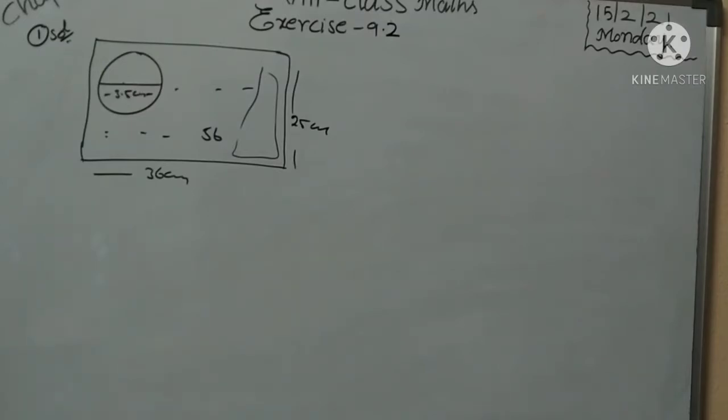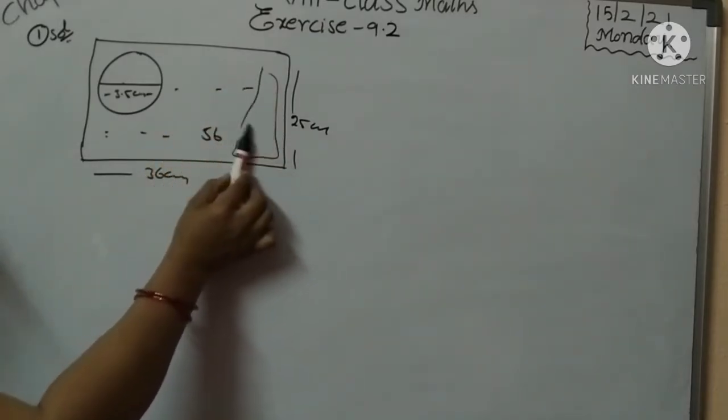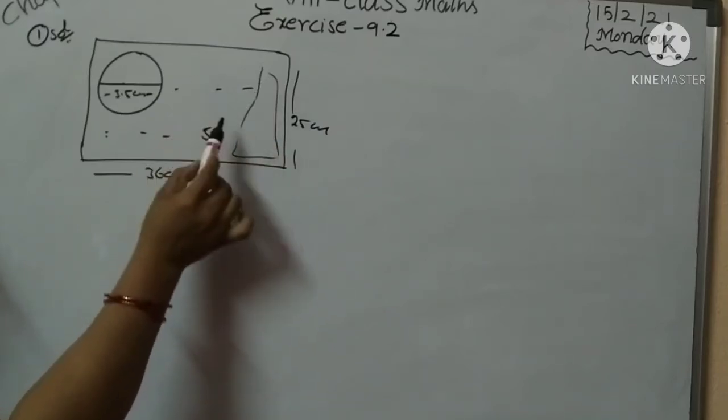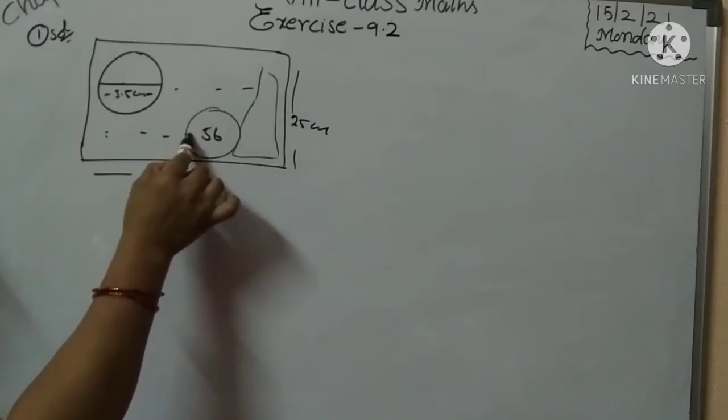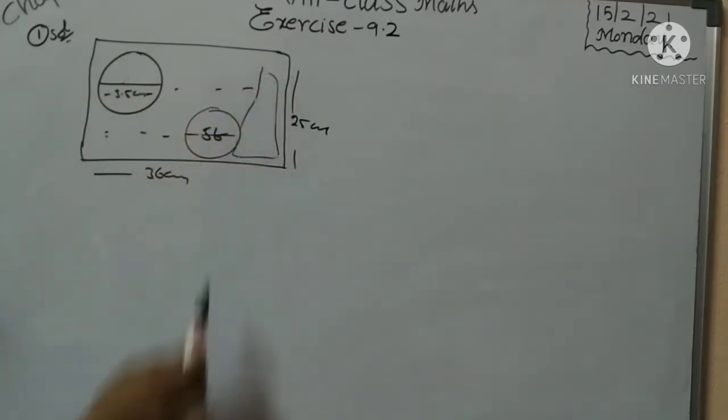So we will find the area of the remaining sheet. Find the area of your remaining sheet. Here there is empty place, then we will find that area. Up to here 56 buttons are there. Remaining, we will find the area of the empty sheet.